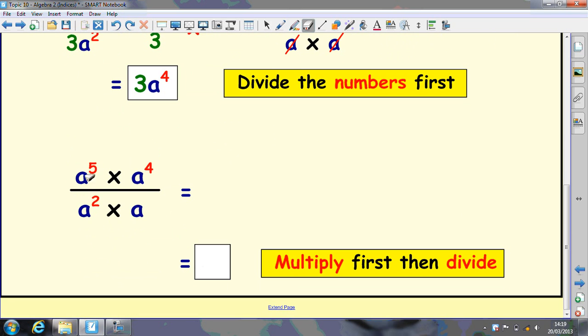Finally, in the last example, do the multiplication parts first. If you see no index there, it's the 1. So if you add the 5 and the 4, you get a 9. And if you add the 2 and the 1, you get 3. And then if you follow the rules, to divide you take away, e to the power 6.